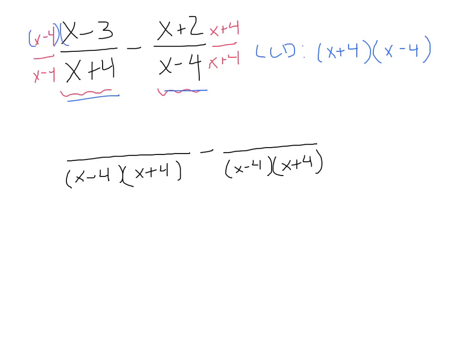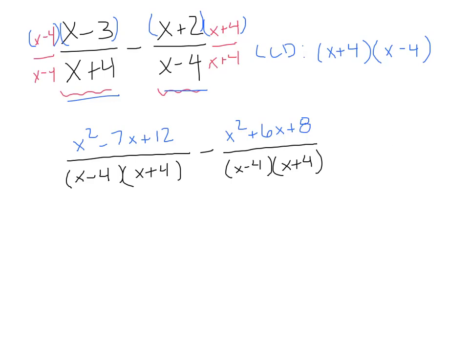times x minus 3 to become the numerator of the first fraction, which means I'm going to have x squared minus 7x plus 12. I'm going to do a similar thing for my second fraction. I'm going to do x plus 2 times x plus 4, which means I'm going to have x squared plus 6x plus 8. So now I can go ahead and subtract my fractions.